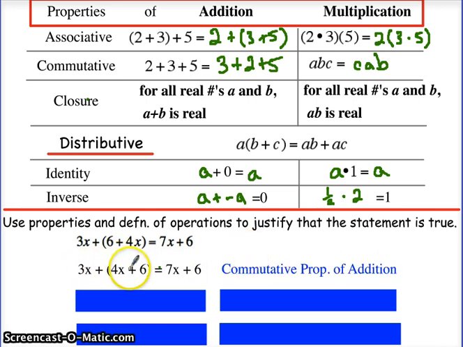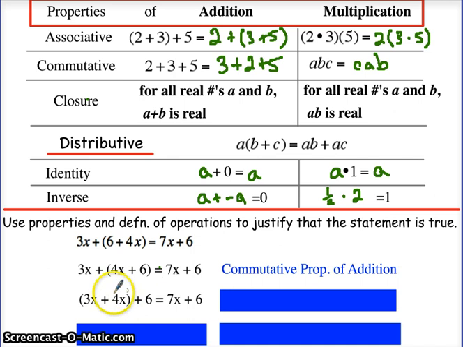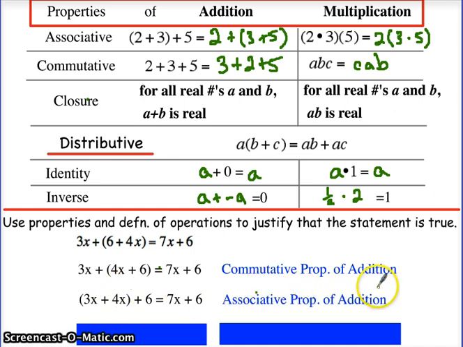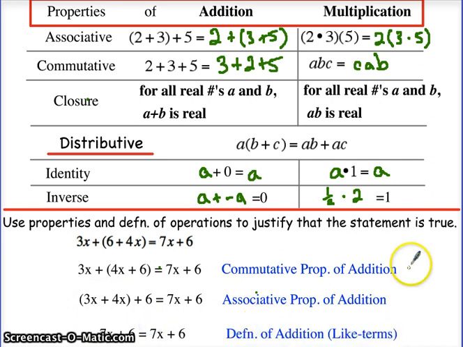Then, in order to actually add, in our minds we may be saying, well, let's add 3x to 4x. But remember, we have to do parentheses first. So if we regroup those by moving the parentheses, we've used the associative property of addition. And then finally, to actually add those, we're just using the definition of addition. So that's how we'll use the properties within our homework.